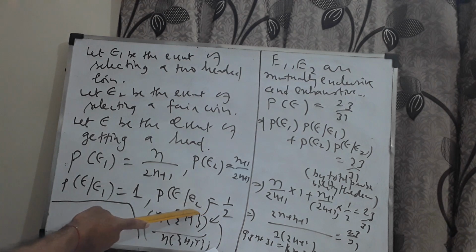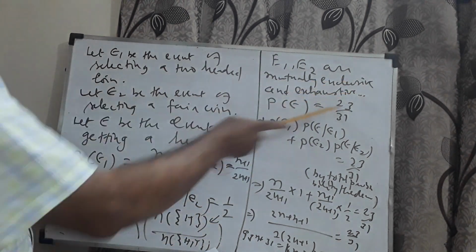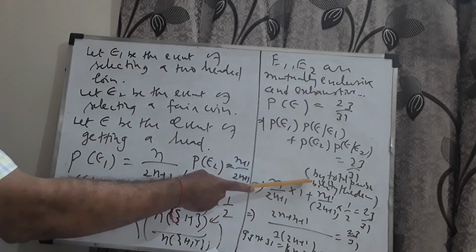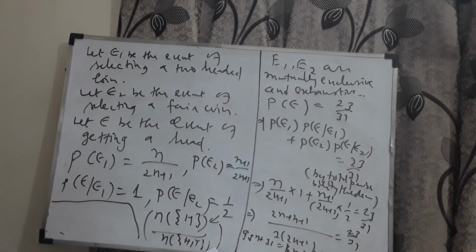P of E bar E2: you are having a fair coin and you are getting a head. It's n of h divided by n of h comma t. It is half. E1, E2 are mutually exclusive and exhaustive. Therefore, you can apply the total probability theorem. P of E is 23 by 31, that is given. The probability of getting a head is 23 by 31, given.